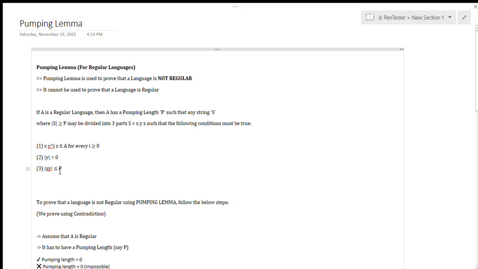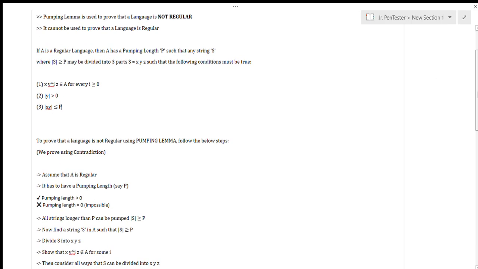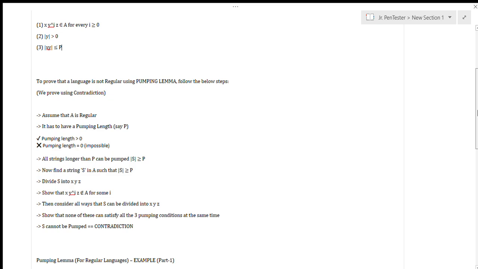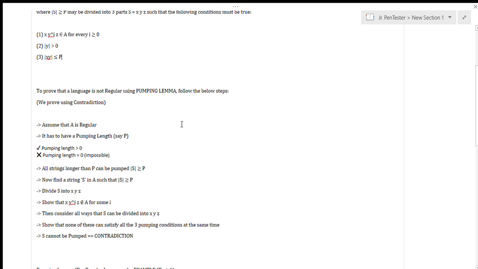And the last condition is that the combined length of X and Y must be less than or equal to our pumping length. Only then will it be considered a regular language. So these were the three conditions. Now moving on to the steps that we use when solving a question involving the pumping lemma.